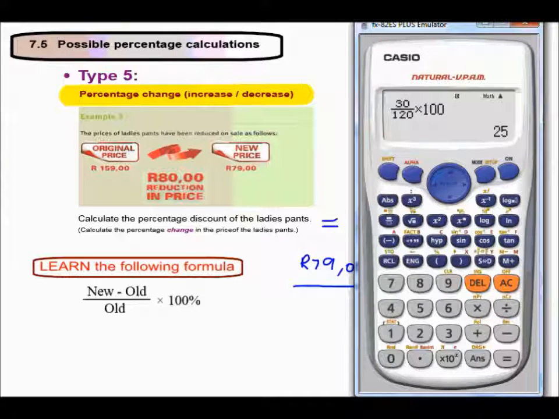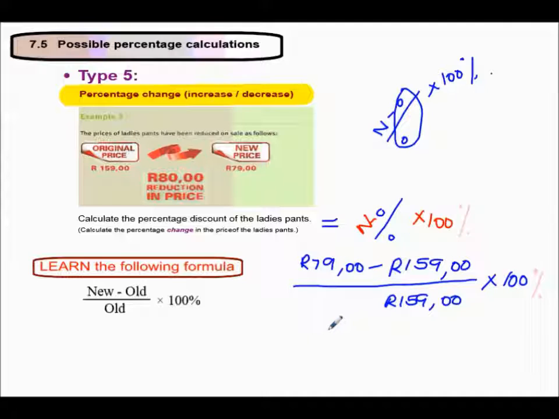You need to be mindful of this as you calculate. So we would go straight to the fraction button. My new price was 79 minus 159 over 159 times 100 equals negative 50,3144. So that is going to be negative 50,314 and so on percentage.